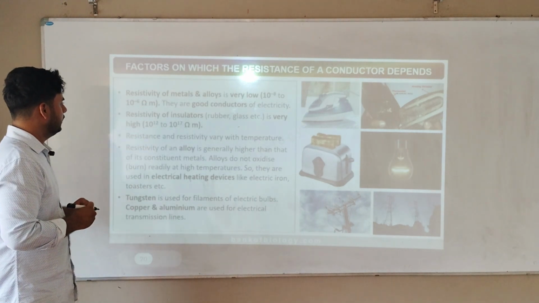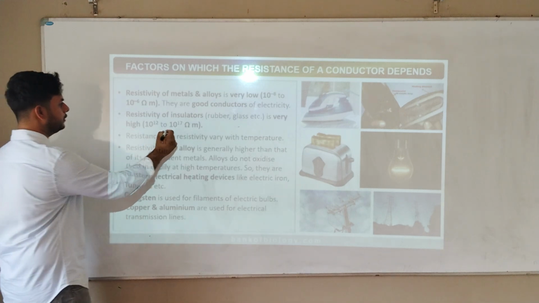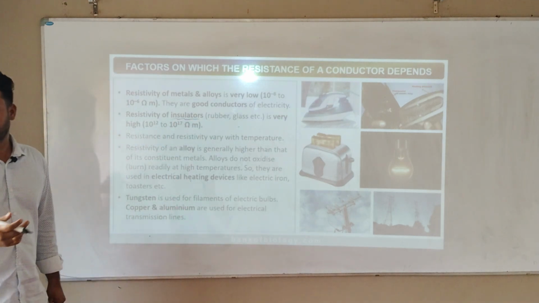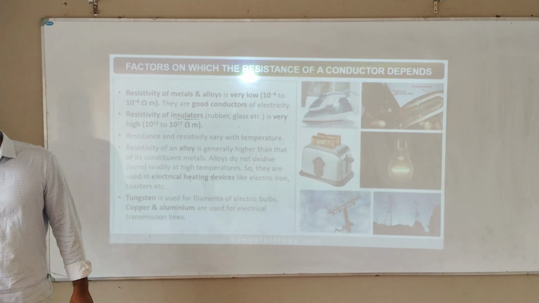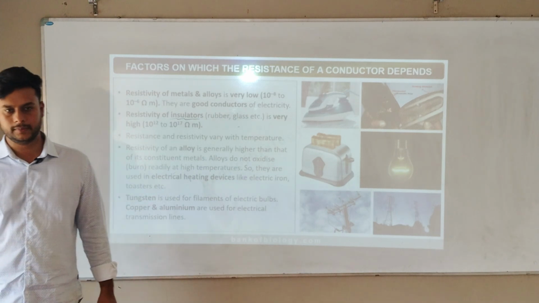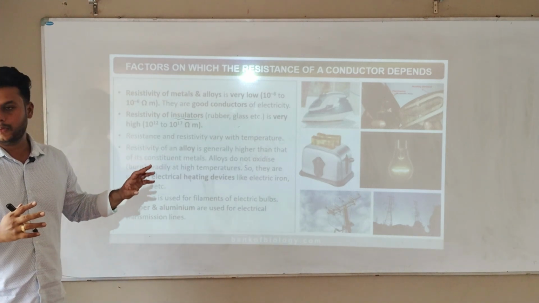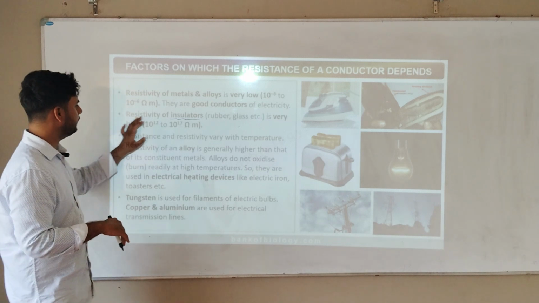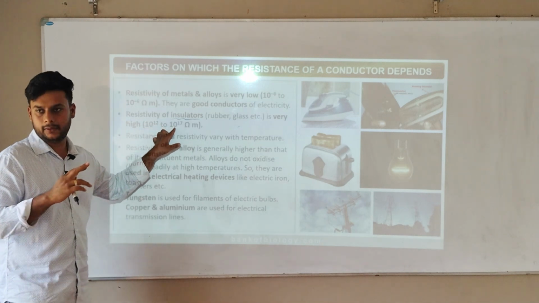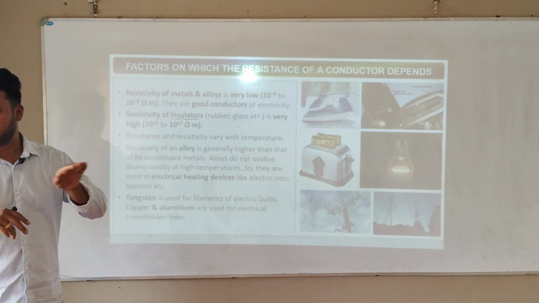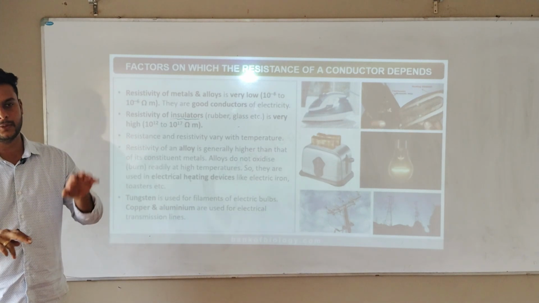Next. Resistivity of insulators like rubber, glass, etc. is very high. So if you take insulators, it is the opposite. If you take rubber, if you take glass, can you pass current in that? Can you pass current in this glass? Impossible. Current cannot pass. Fiber, in all these things we cannot pass current. So resistivity of insulators, for example rubber, glass, is very high, 10 power 12 to 10 power 17 ohm per meter. So if you pass current, it will not pass. Resistivity is very high, whereas in metals and alloys, resistivity is low.